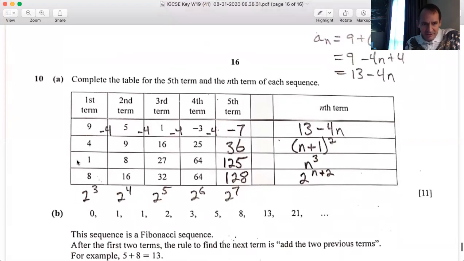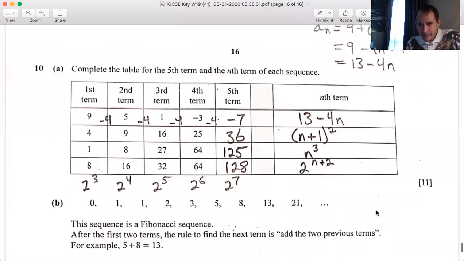Here, these are all just cubes. 1 cubed is 1, 2 cubed is 8, 3 cubed is 27, 4 cubed is 64. So 5 cubed is 125. This is just n cubed, straight from off of your n term.